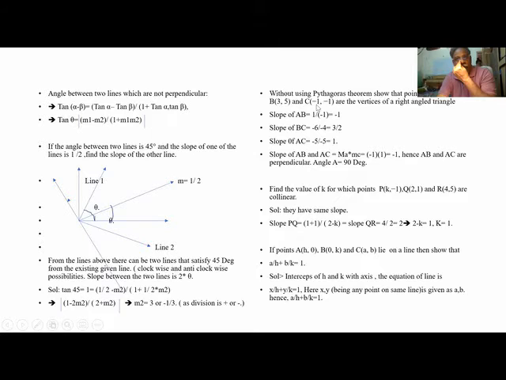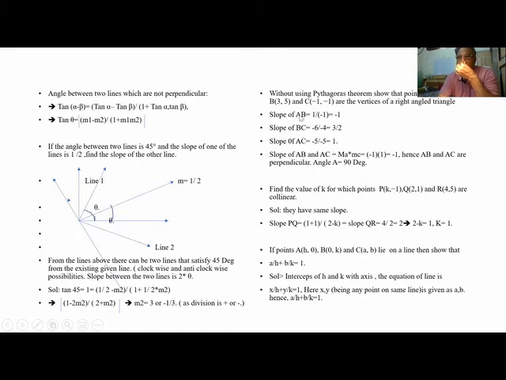Let us see this. Without using Pythagoras, show that the points are vertices of a right angled triangle. In Pythagoras, what will we do? AB square plus BC square is equal to AC square. So he says don't use that, and show that AB and AC are perpendicular, so this is a right angle triangle. So we find the slopes of all three and we see AB into AC is minus 1. So the AB, AC slopes make 90 degrees. That means angle B is 90 degrees. Hence ABC is a right angle triangle.